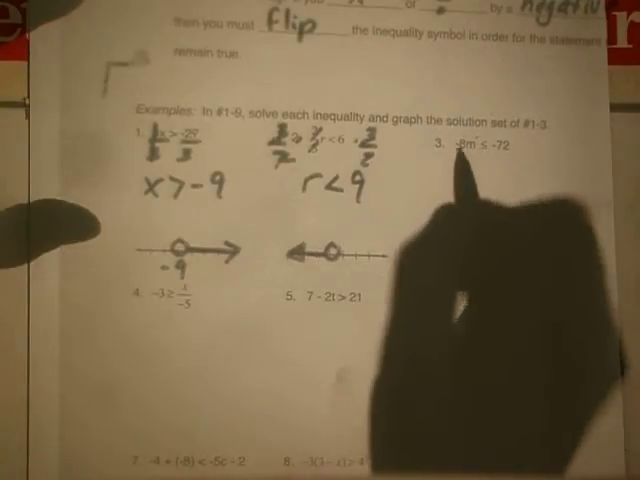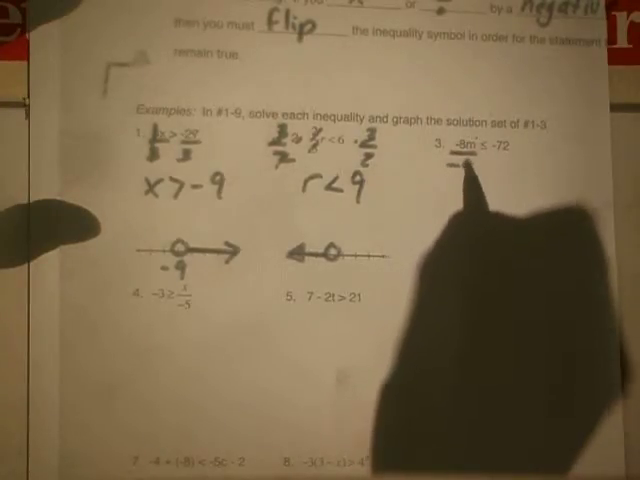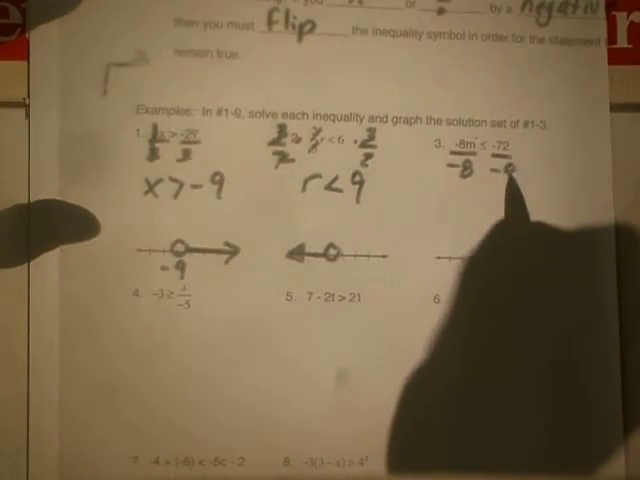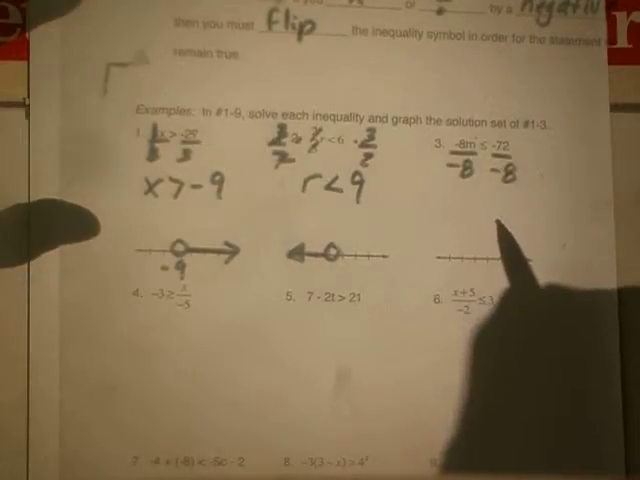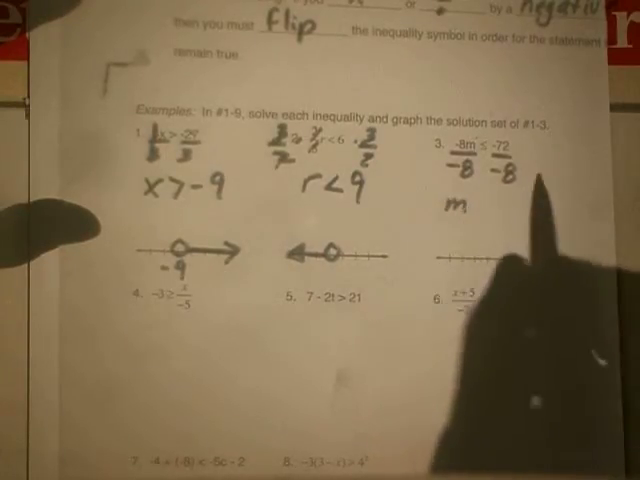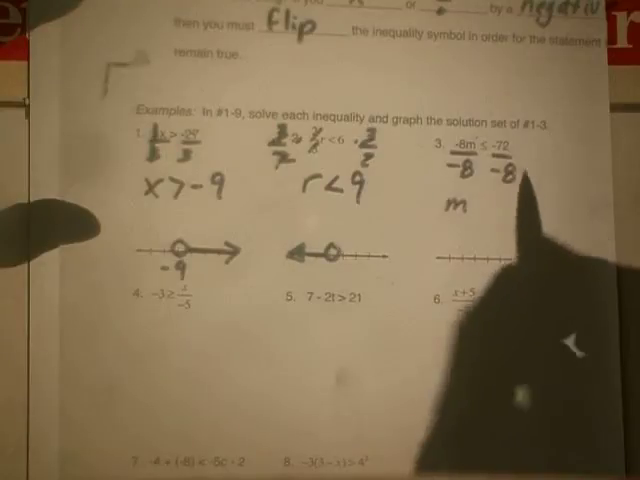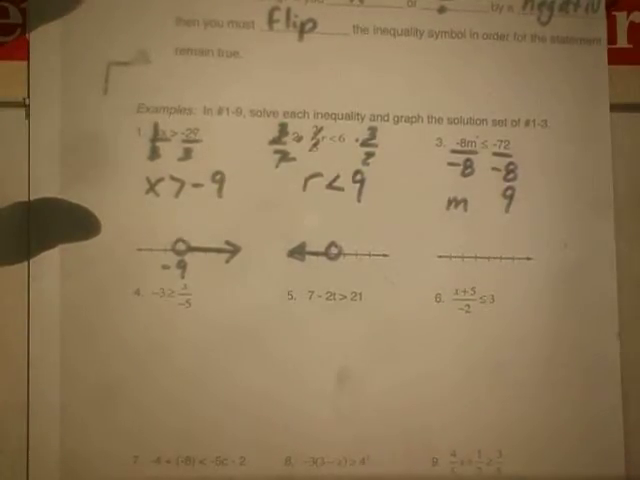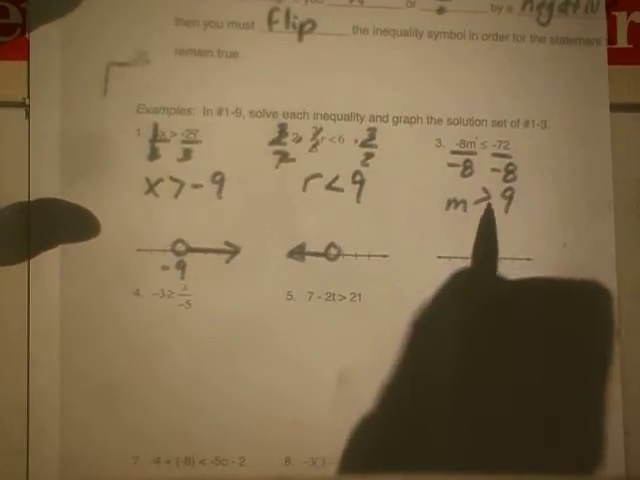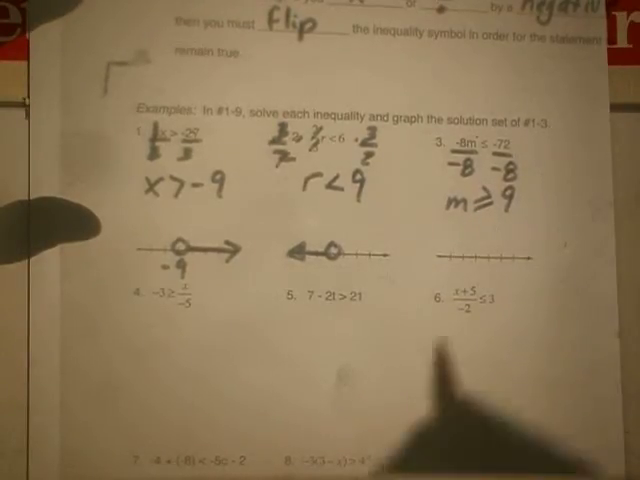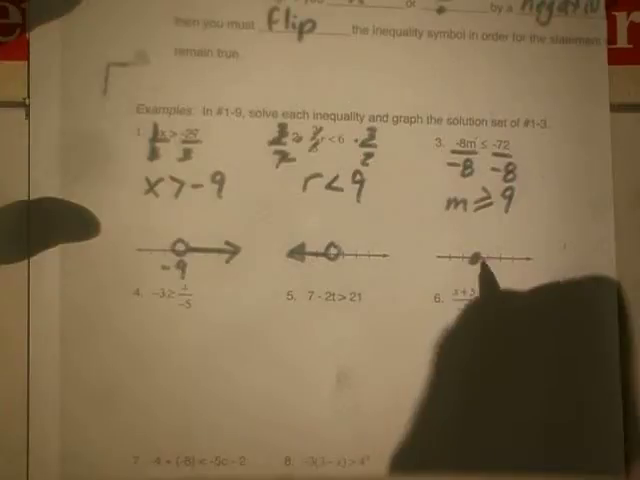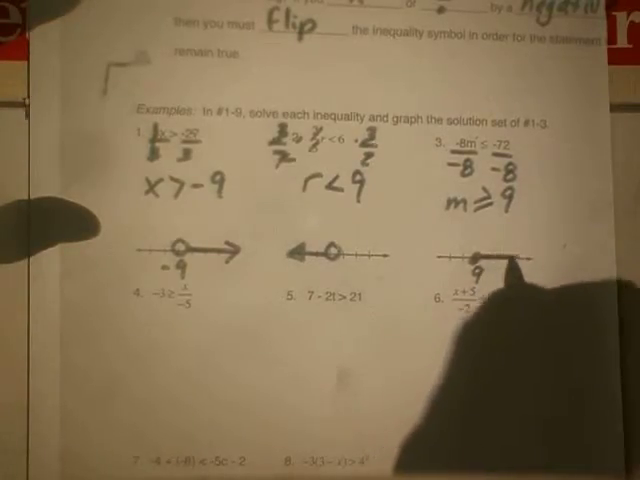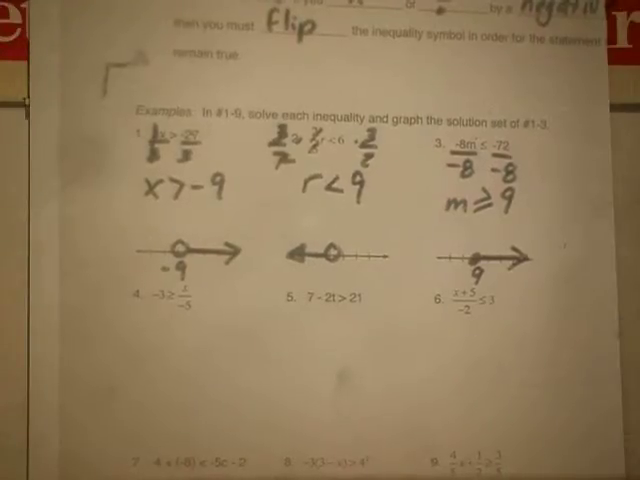Number 3, we want to get rid of this negative 8. When you multiply or divide by a negative, you need to flip the sign. Negative 72 divided by negative 8 is 9. That's a less than or equal to, so we need to make it a greater than or equal to. So we have a closed circle on 9 and all of the numbers that are greater than or equal to 9.